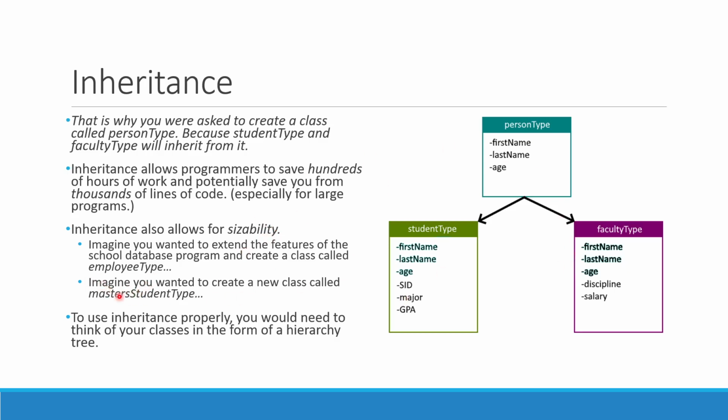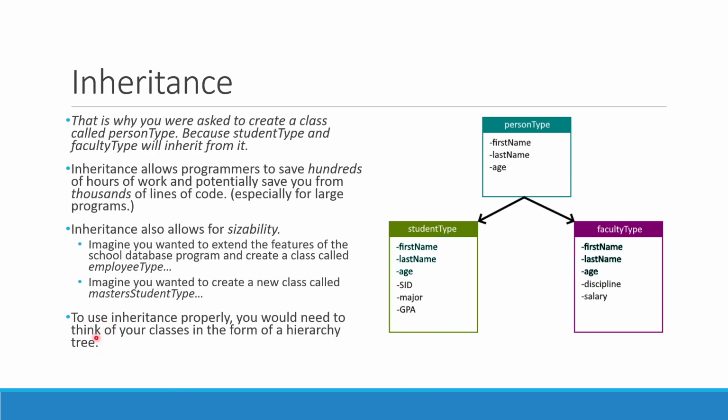And another example that I wrote here is, imagine you wanted to create a new class called Master's Student Type. So this new class, like if I asked you to write this, it would inherit from student type, right? It would contain every private member that student type has, with private members of its own. Maybe one other variable that it could probably contain is project advisor, because I'm a master's student and I have a project advisor, and that's Professor Gomez, right? Undergraduate students don't have project advisors, but anyways, so yeah, that's sizability for you.